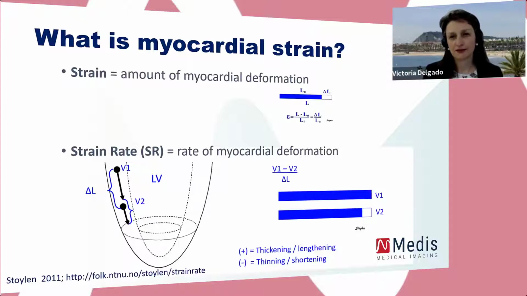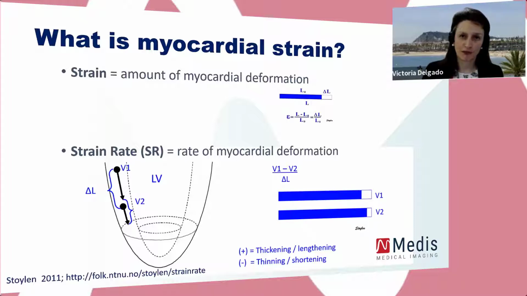What is strain? What is myocardial strain? That is the first thing we need to have clear. Basically, strain is just deformation of the myocardium. And here on the slide, we can have an original length, and the myocardium can thicken, so it becomes larger, or shorten. And this deformation is what we call strain.